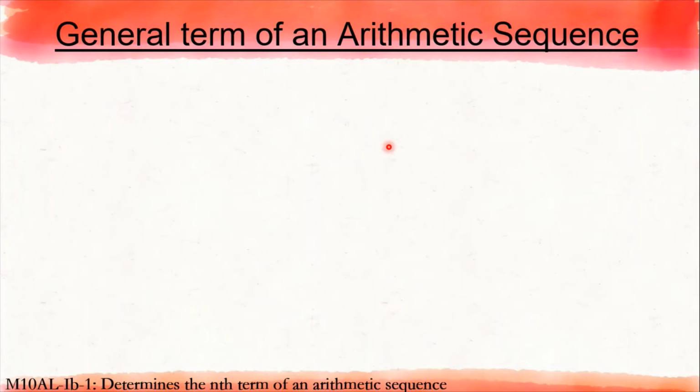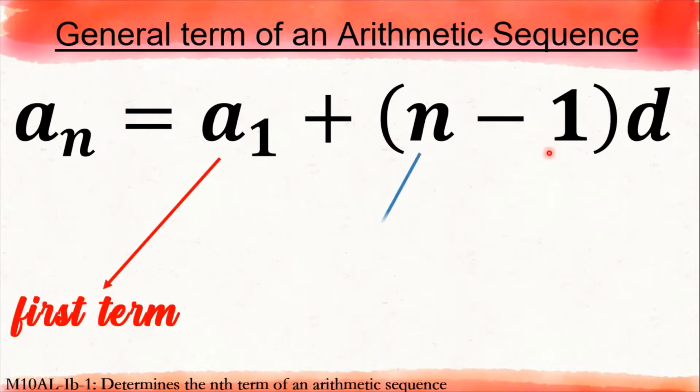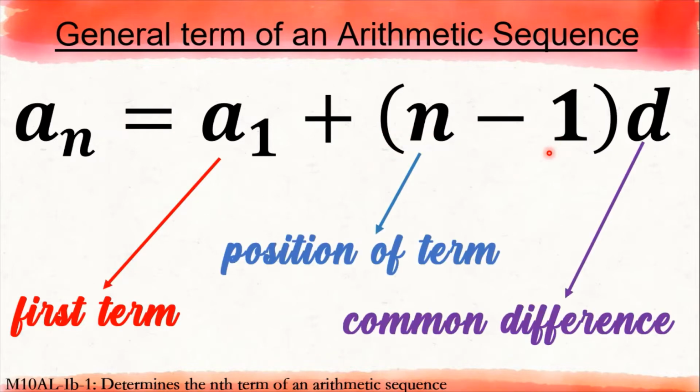The general term or nth term of an arithmetic sequence is represented by a sub n equals a sub 1 plus quantity n minus 1 times d, where a sub 1 is the first term of the sequence, n is the position of the term, and d is the common difference.